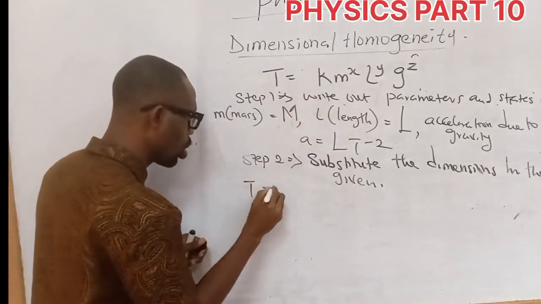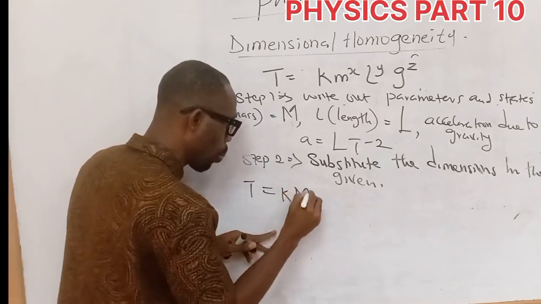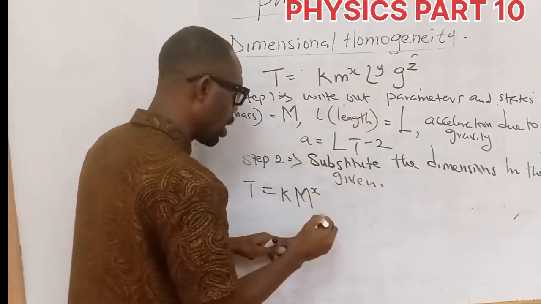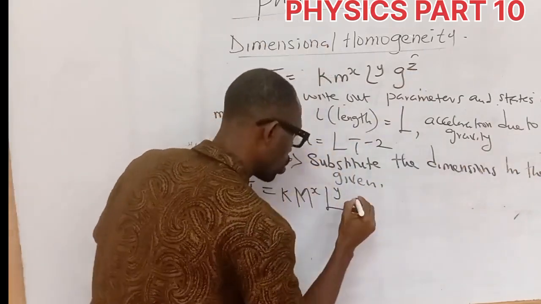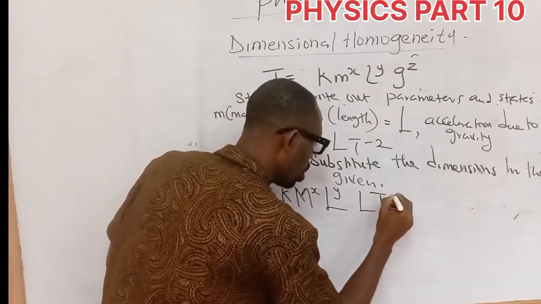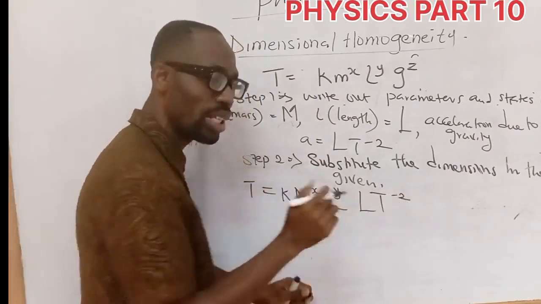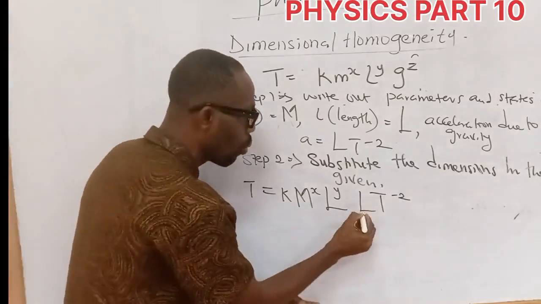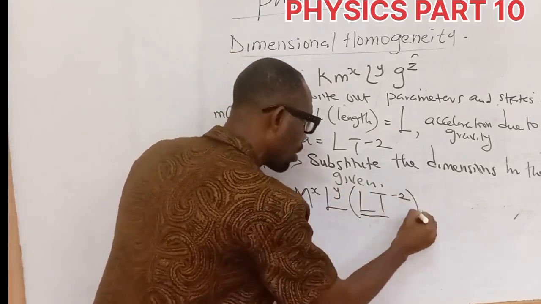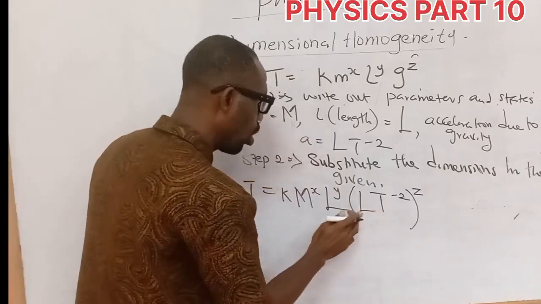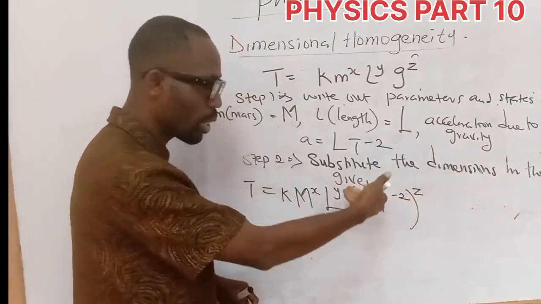So T is equals to what? K. What is our M? Capital letter M. We now put M raised to the power X. Okay. What's L? Capital letter L raised to the power Y. And what's G? LT minus 2. But in this case, you cannot just write LT minus 2 and put Z. That would be wrong, because of this guy, which is a product. So this dimension must be equal to this. So you put a bracket here and put your power, which is Z. All these things are raised to the power of these expected values we are supposed to get.